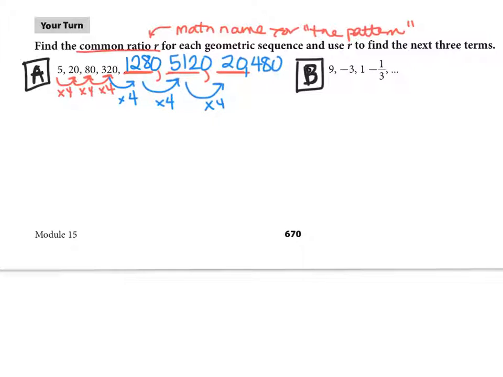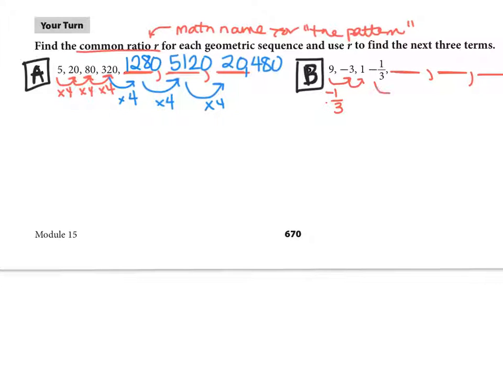Okay, so hopefully you notice it's getting smaller this time. We said I could write that as division, or we could do multiplication by a fraction. So it's dividing by 3, so I'm going to write that as 1/3 as a fraction. And also it's changing signs, so it's negative 1/3. All right, so let me go ahead and draw my spaces for my next 3 terms.